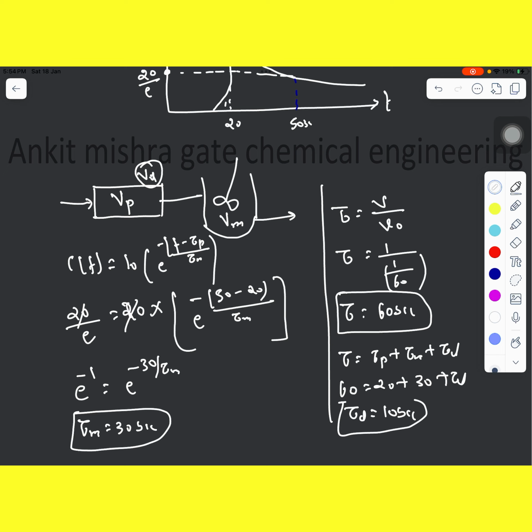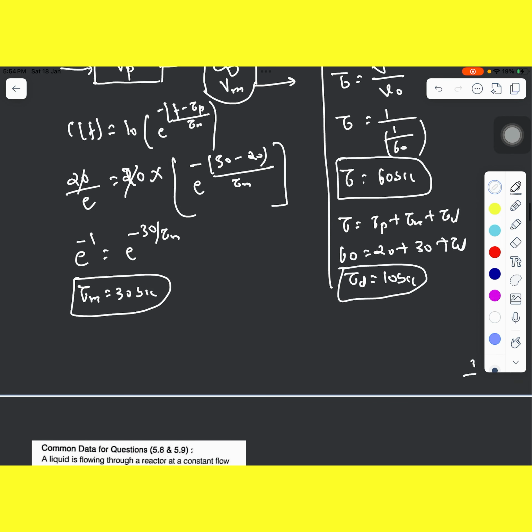So now you have the residence times of all these parameters, that is the PFR, CSTR and this dead zone. So now if I want to write tau P, so what is tau P? Tau P is equal to VP divided by V naught. But here you are supposed to calculate VP. So VP is equal to tau P multiplied by V naught. So the volume of the plug flow reactor is tau P, 20 seconds, into V naught, which is 1 meter cube per minute, so that is 1 by 60. If we do this, it will be 1 by 3 meter cube.